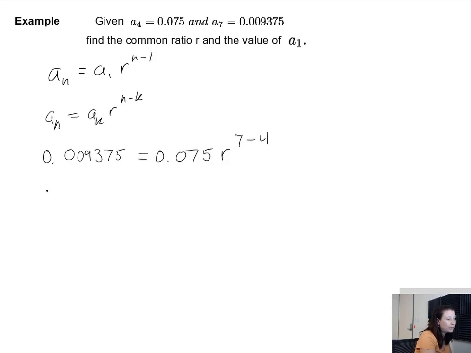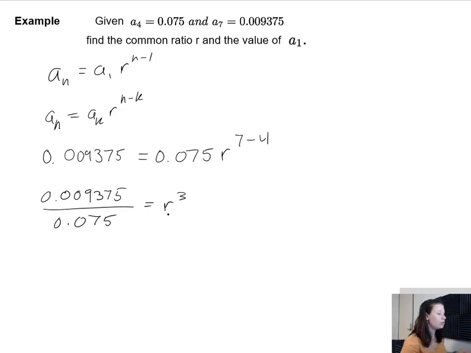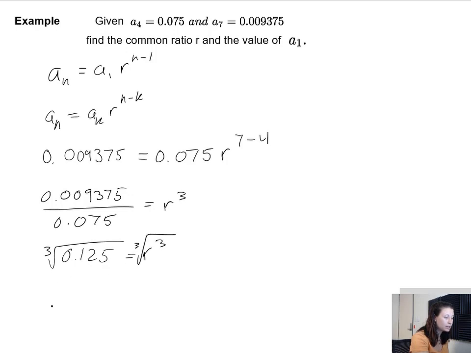So then we have 0.009375 divided by 0.075 is equal to R to the third, right? So we'll do this in the calculator. That we have 0.009375 divided by 0.075 is equal to 0.125. That's R cubed. Then we take the cube root of both sides to get just R. So that would be 0.5 in the calculator, okay? So there's R. There's the first thing we wanted to find.